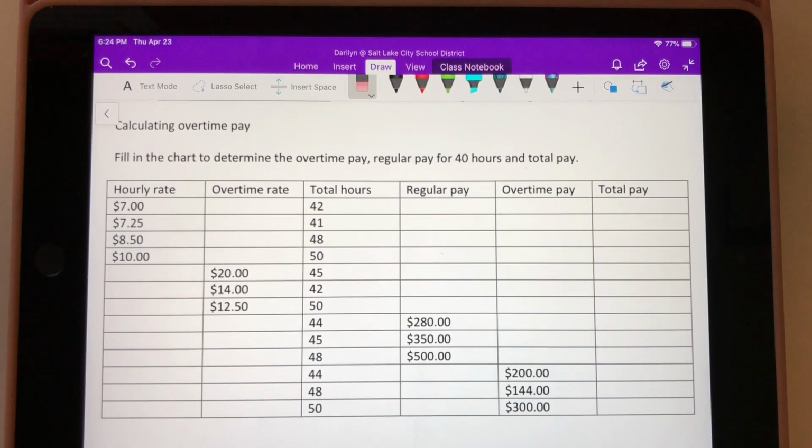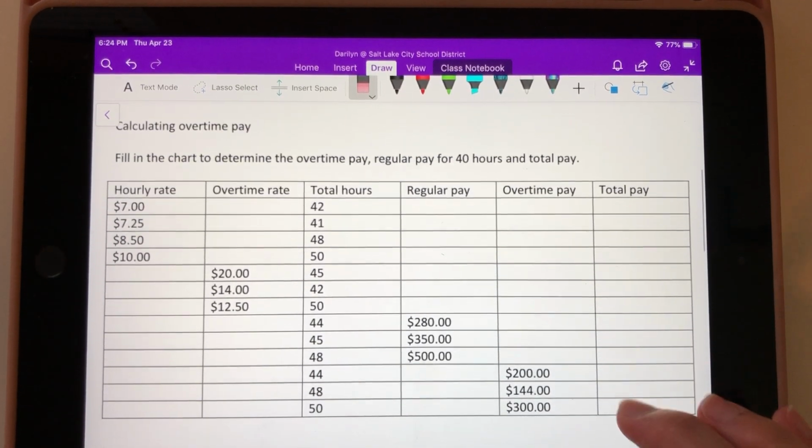Hey guys, today we're going to talk about overtime pay. So this assignment is calculating overtime pay.